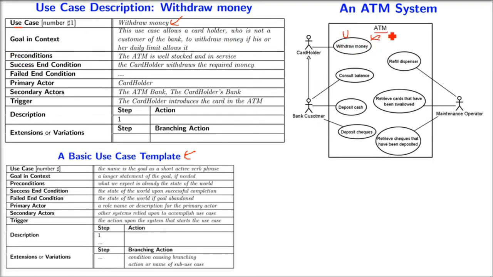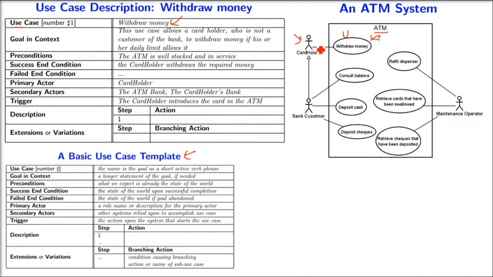What are the preconditions? ATM is well stocked. It should have money and it is in service. These are the preconditions. What is the success end condition? If everything goes well, the cardholder will get money. Failed end condition: if something happens, the user must get an error message that your PIN is wrong or your card is not working. All these are the failed end condition.